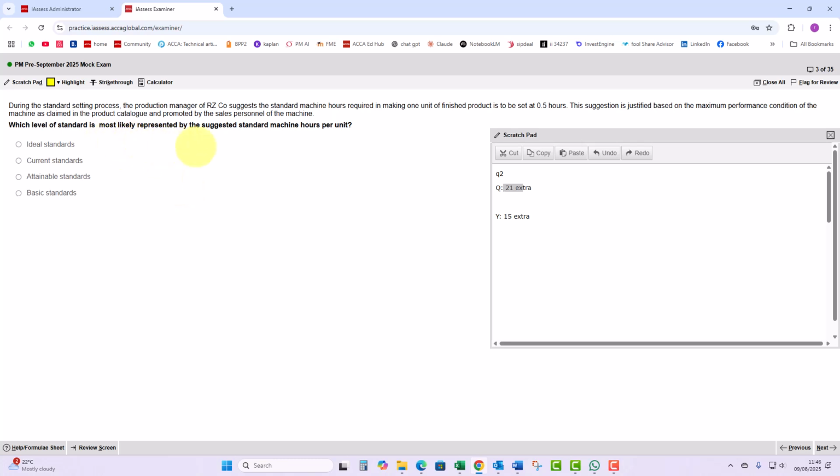In this question, because they've used the optimum output of this machine that the catalogue tells us, that sounds like an ideal standard.